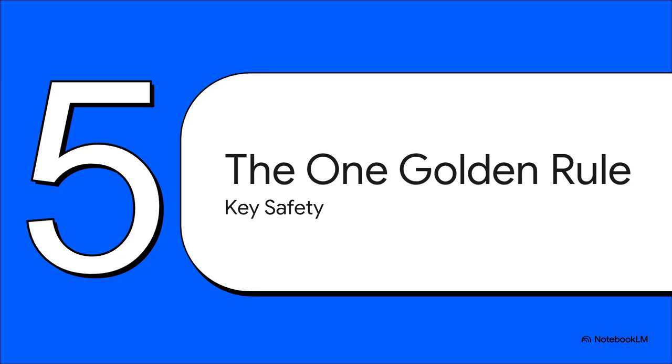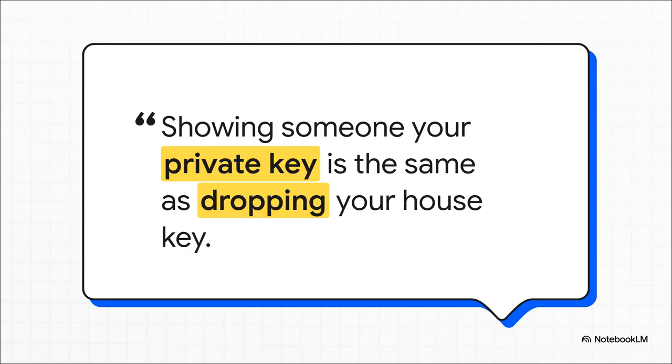This whole beautiful, elegant system hinges on one single golden rule. If you take away only one thing from this whole explainer, please let it be this. I want you to really let this sink in. Showing someone your private key is the same as dropping your house key. Just think about that for a second. The moment it's out in the wild, your security is fundamentally broken. You just have to assume that someone you don't trust now has a perfect copy of your key and can let themselves in whenever they want.